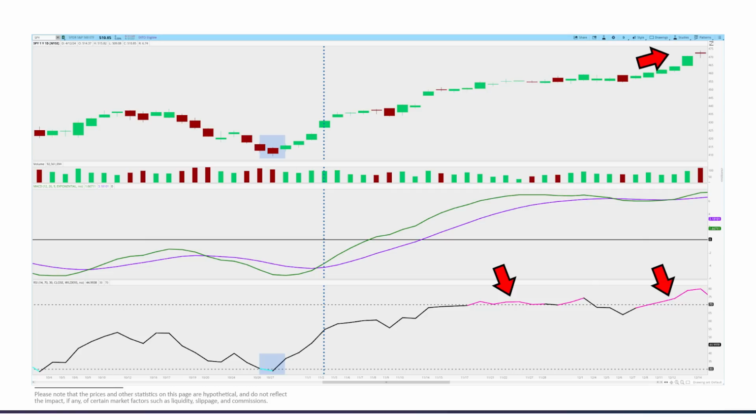So, is there a better way to think about this? In my opinion, absolutely. Right? So the key for me lies not in the indicator itself that we're using, but in the way that we're using the indicator. So let me explain that.